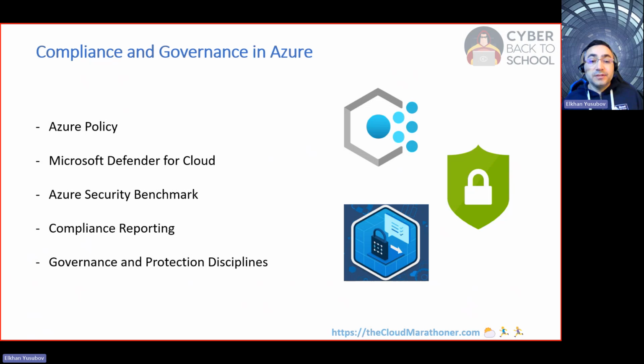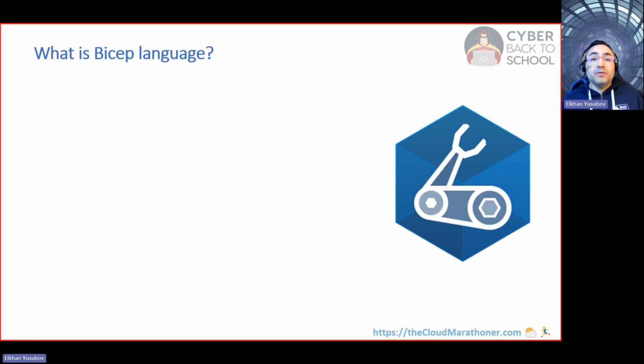Now, let's consider one of the recommended tools in Azure for implementing security as code, right? Namely, we will talk about my favorite infrastructure as code language, Azure Bicep. Let's look at what the Azure Bicep language is and what makes it special, so to speak. So, first of all, what is Azure Bicep? Azure Bicep is a new declarative domain-specific language for provisioning the Azure resources.